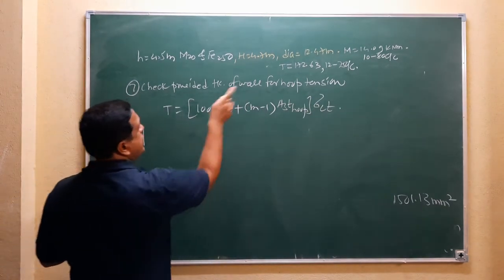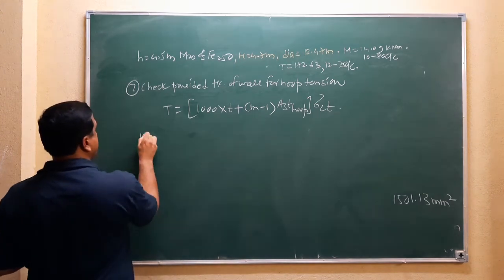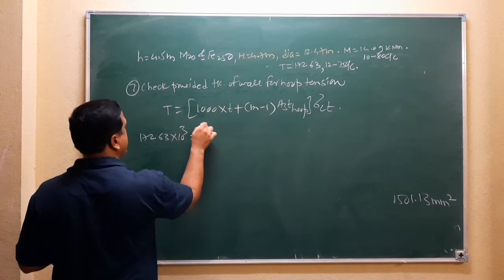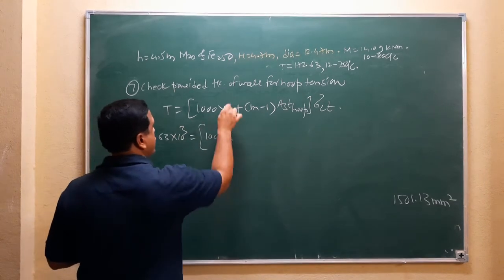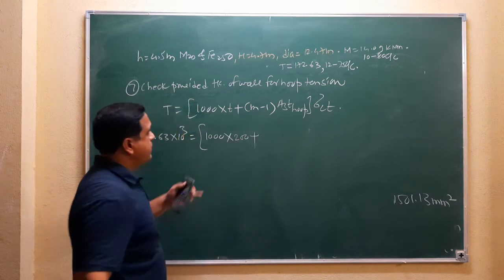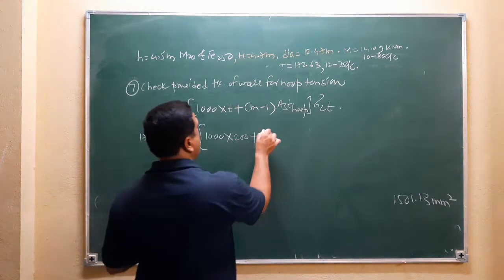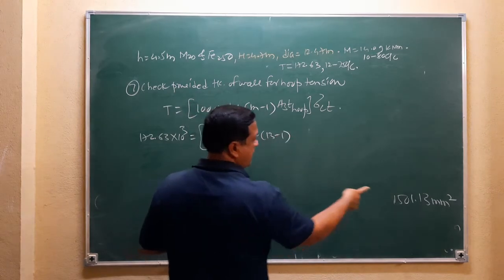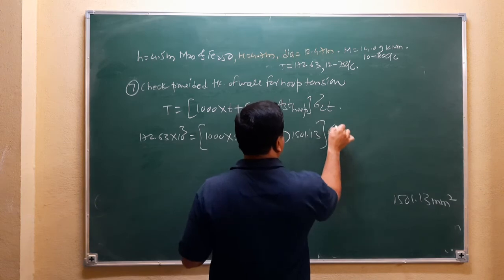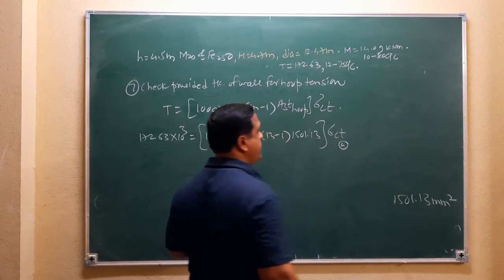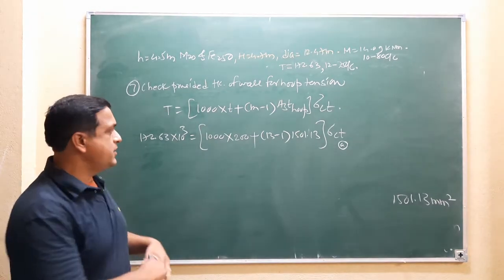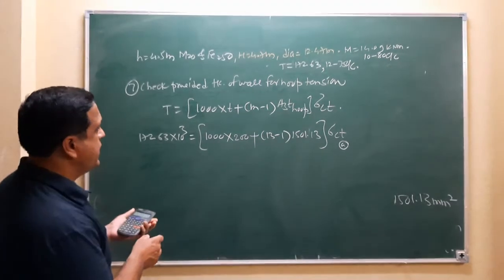So T is already known, we know that T is 172.63 into 10 raised to 3. 1000 into, you have to provide the thickness is 200 mm. Provided thickness of the wall is 200 mm. Now modular ratio is 13 minus 1. Hoop steel is 1501.13, and you have to find out the actual value of sigma CT from this formula, and compare that value with sigma CT permissible. So I will calculate it now.